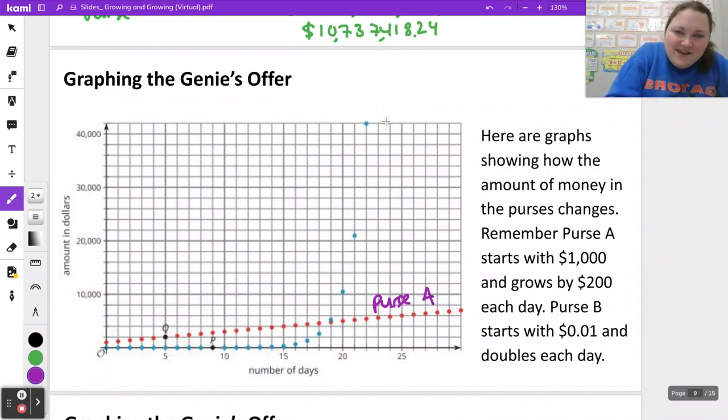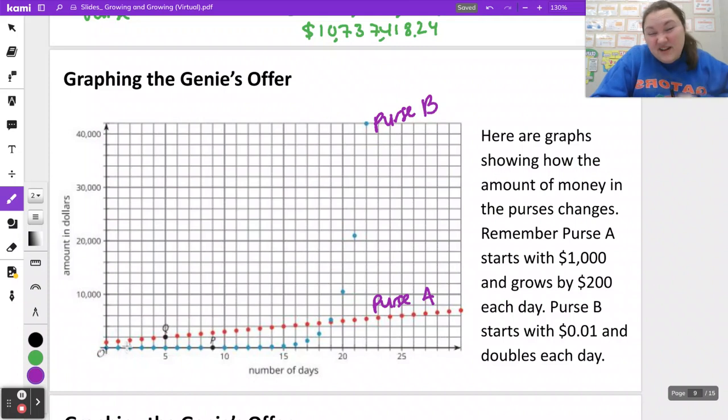Whereas purse B must be this blue line because for one, it starts lower. Purse B started with less money. And then notice this line is really low for a long time. And that matches up with some of the calculations we did until about here, it starts increasing a whole lot. So I'm noticing it's not like purse A. It's not going up the same amount of money every single time. And when you double something, it's not going to go up the same amount.